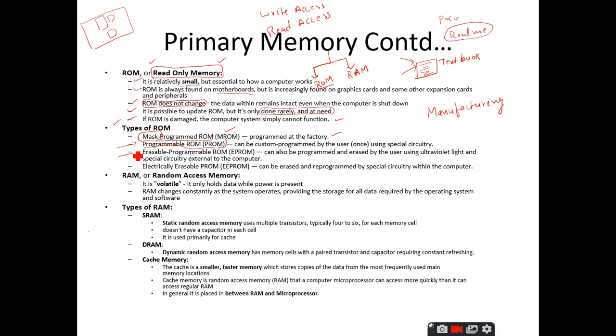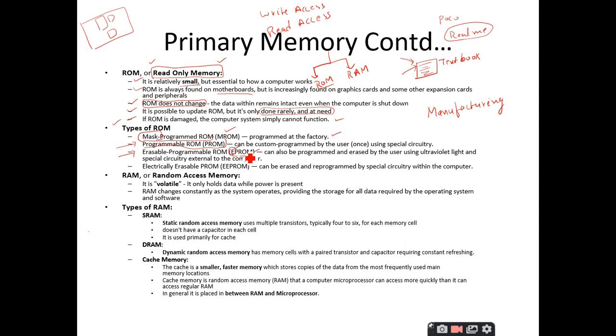We have another category which is EPROM. EPROM stands for erasable programmable ROM. See the variants we have here. Erasable programmable ROM. I know what ROM is. It is permanent storage. I know what programmable ROM is. It is a permanent storage where the user is allowed to write the contents but only once. And the variant here we have is erasable programmable ROM.